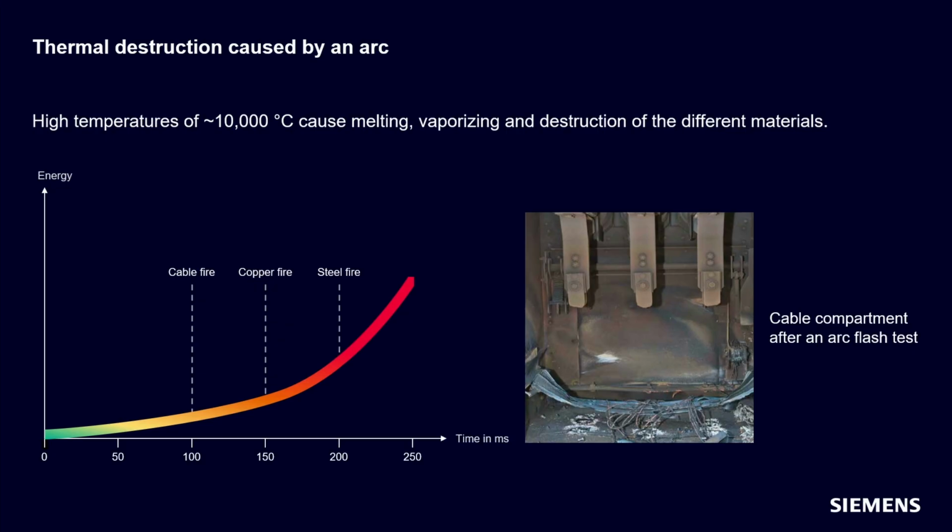The thermal damage starts after 100 milliseconds with the destruction of the cable sealing ends. After 150 milliseconds, the copper components start to melt, followed by steel 50 milliseconds later. This picture here on the right side shows the destruction of a cable connection compartment after an internal arc flash.